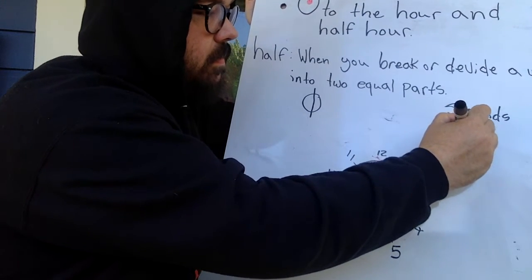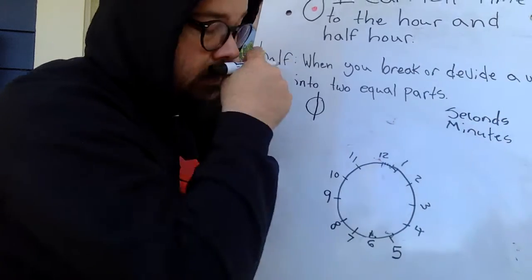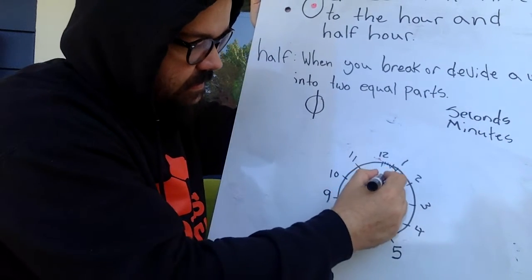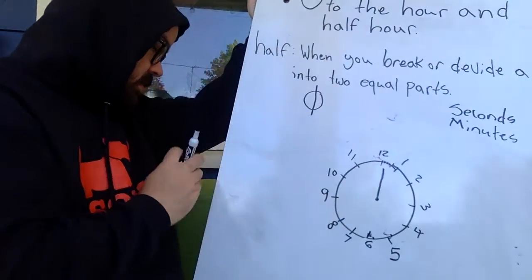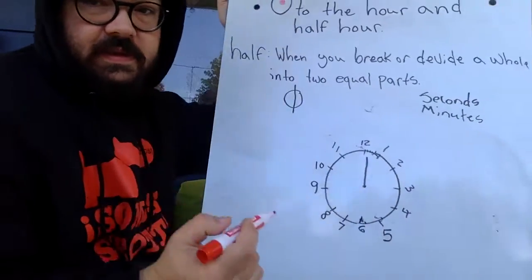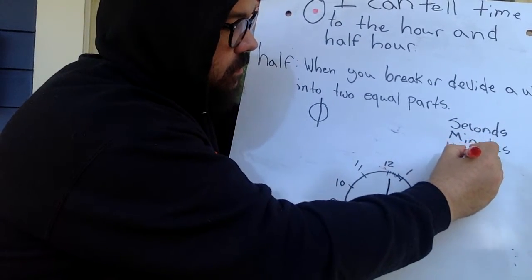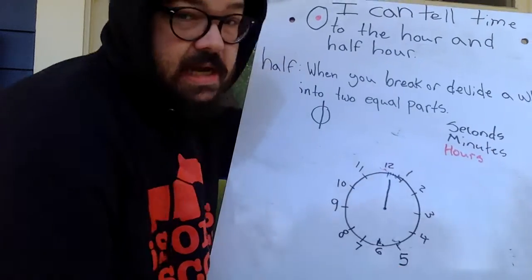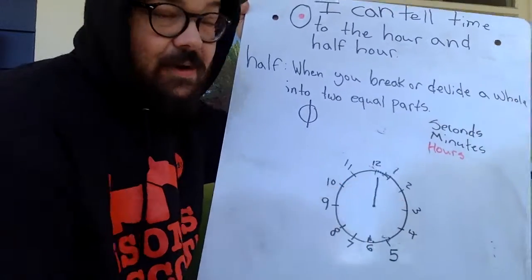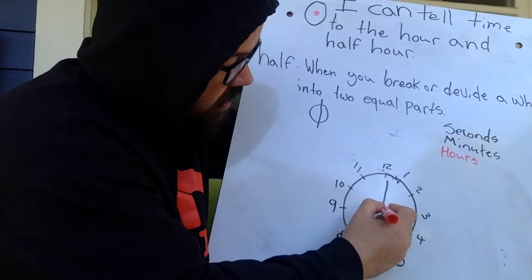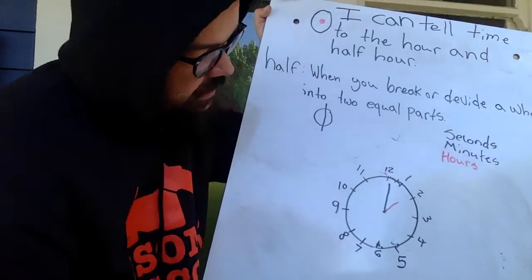Minutes are the big long hand. And I'm going to do this in two colors just to remind you. And hours. Hours are the longest. Seconds are the shortest. Minutes are kind of in the middle. And hours are represented by the short hand.